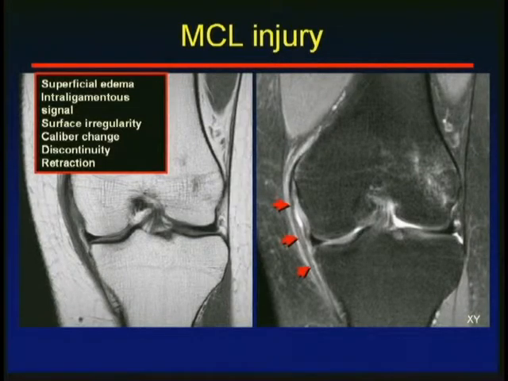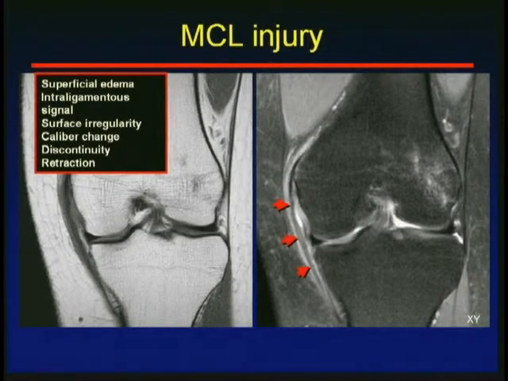Also, if there's been direct trauma, you may have a history of that. But what I find is that in many elderly patients, they tend to collect subcutaneous fluid in their prepatellar tissues, especially medially. So that can simulate the appearance. So I don't think that that alone is an adequate finding to diagnose an MCL injury. What we like to see is actual signal or caliber changes of the ligament itself.